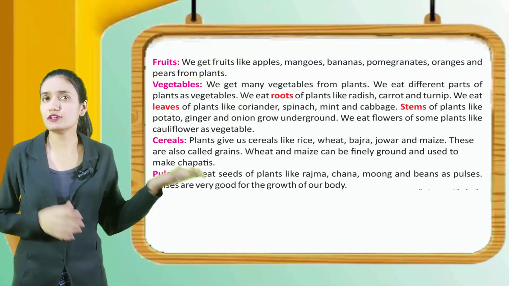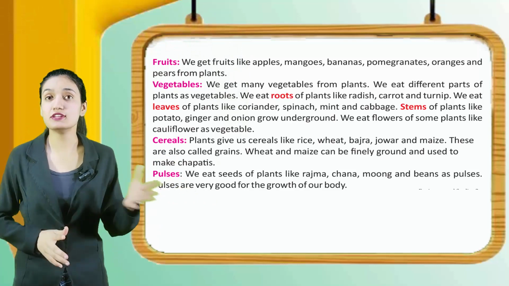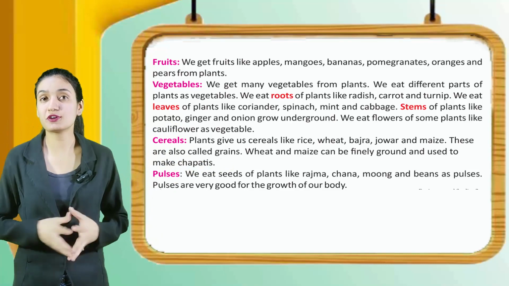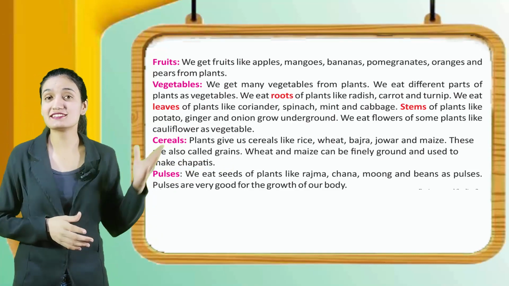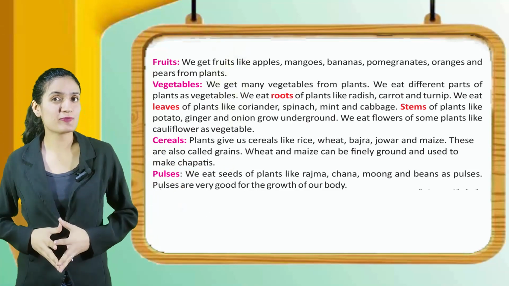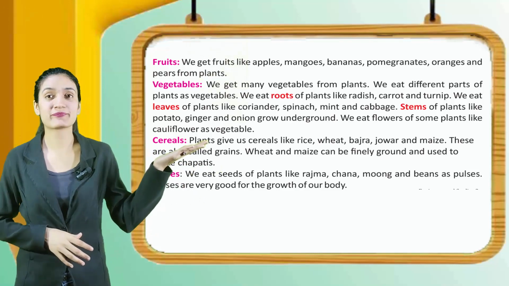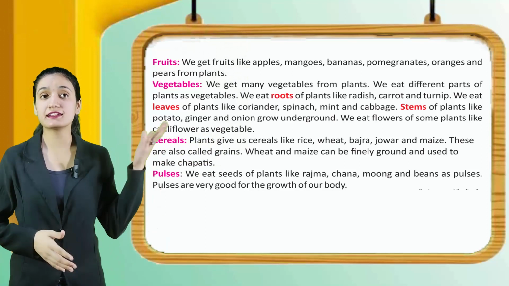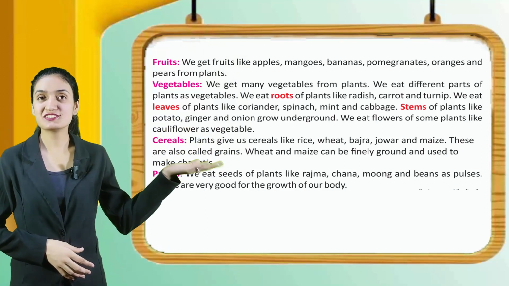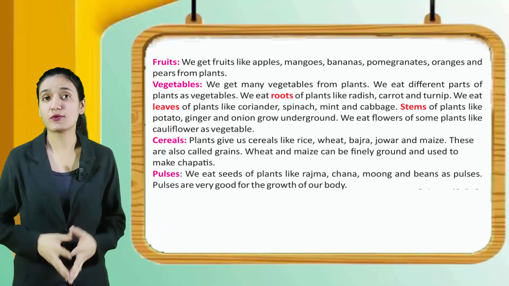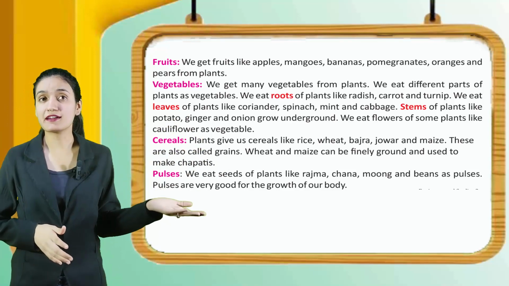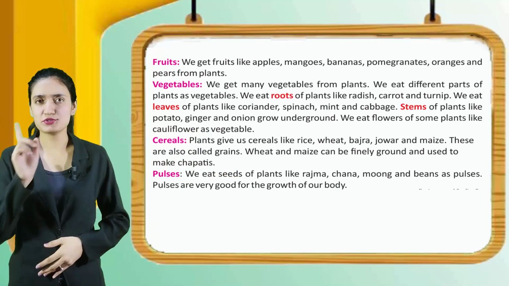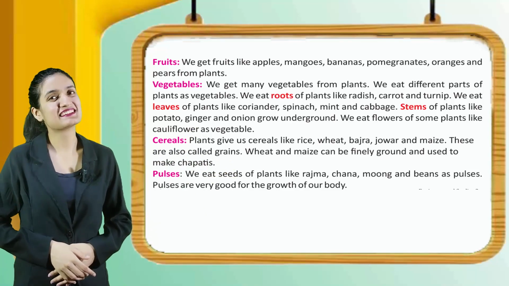Vegetables. We get many vegetables from plants. We eat different parts of plants as vegetables. We eat roots of plants like radish, carrot, turnip. We eat leaves of plants like coriander, spinach, mint and cabbage. Stems of plants like potato, ginger and onion grow underground. We eat flowers of some plants like cauliflower as vegetable. So kids, do you eat leafy vegetables?